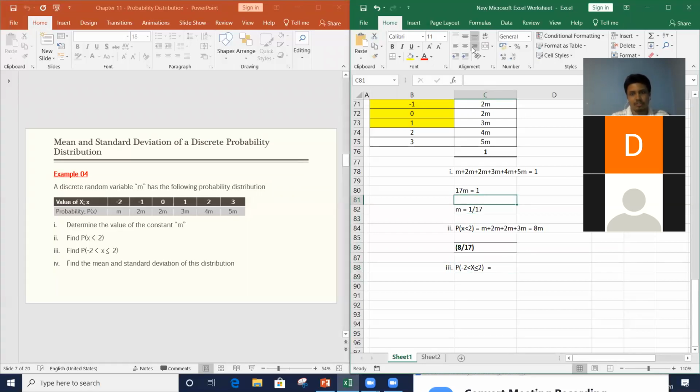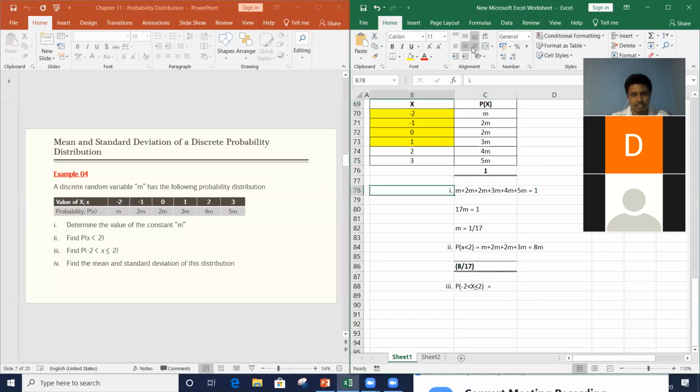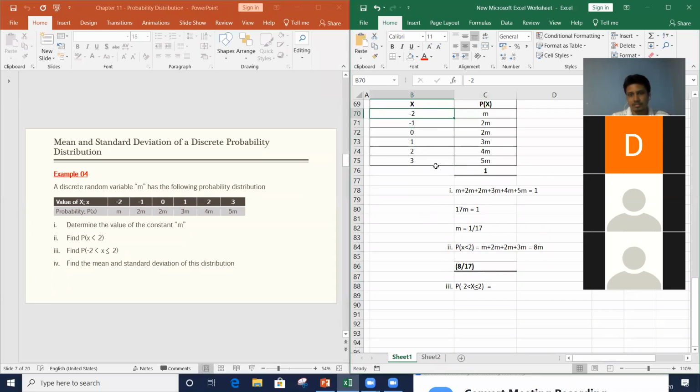Okay, so what values can we consider here? X should be greater than -2. So can I consider -2? No, we can't consider -2. Why? X should be greater than -2.